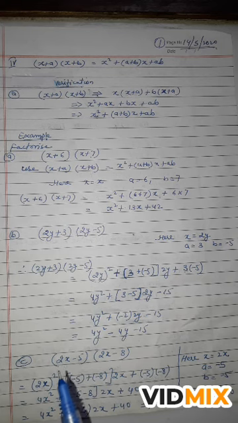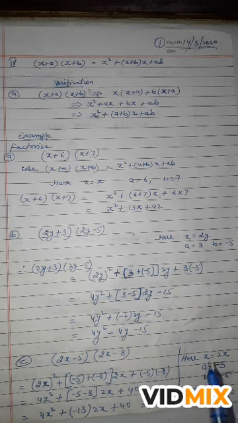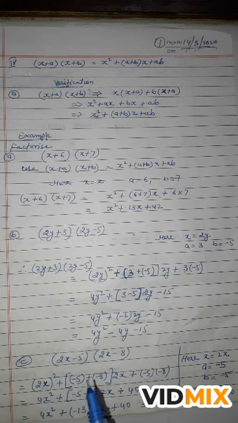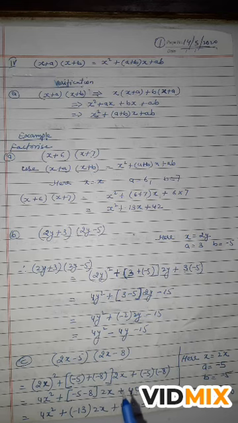We take another example, that is (2x − 5)(2x − 8). Here x is 2x, a is −5 and b is −8. We substitute the values: (2x)² + (−5 + (−8))(2x) + (−5)(−8). So it will give 4x², minus 13 into 2x, and minus into minus plus 40. So it will give me the result 4x² − 13x × 2 + 40. That will be 4x² − 26x + 40.